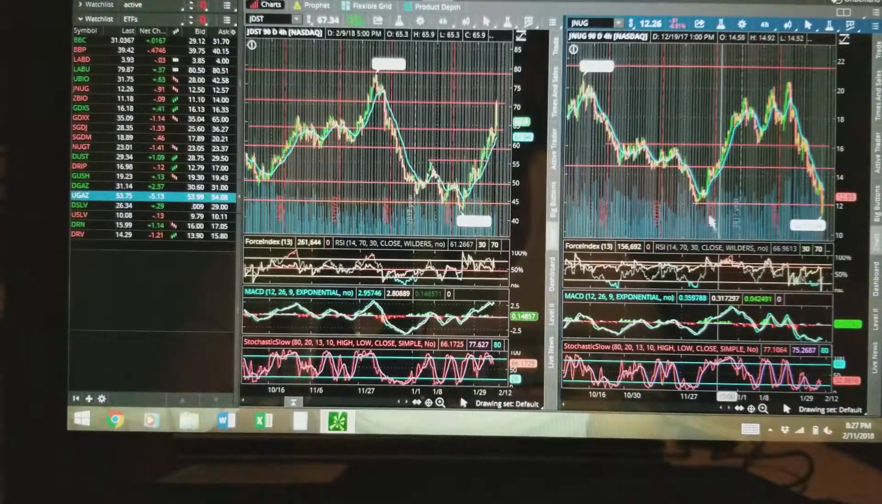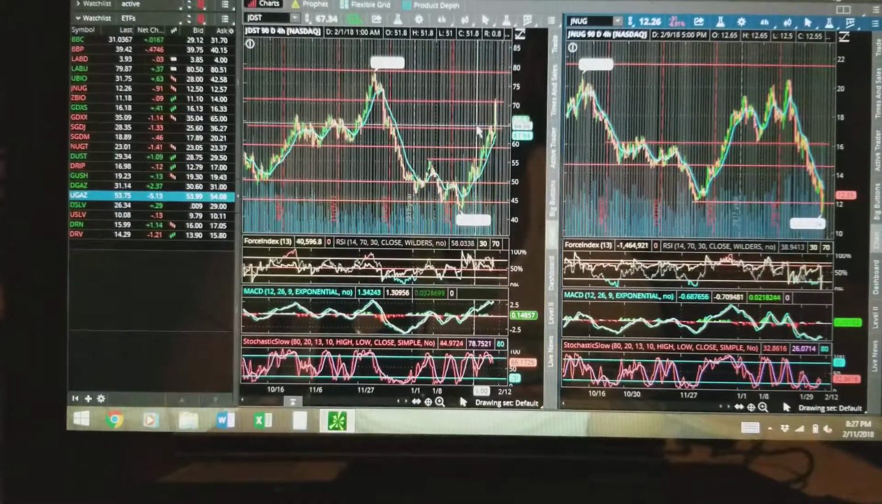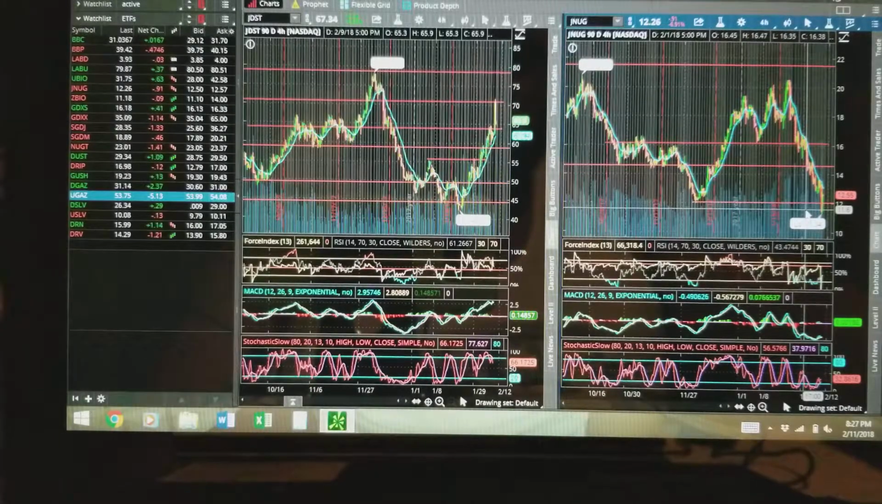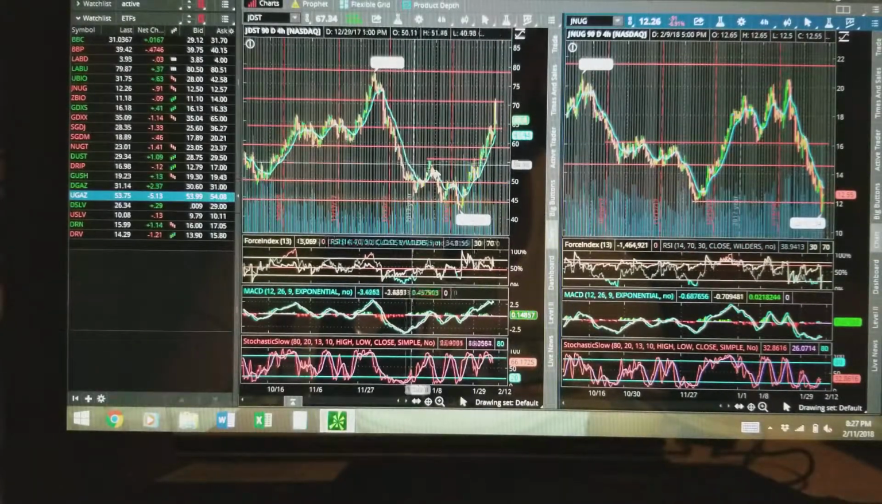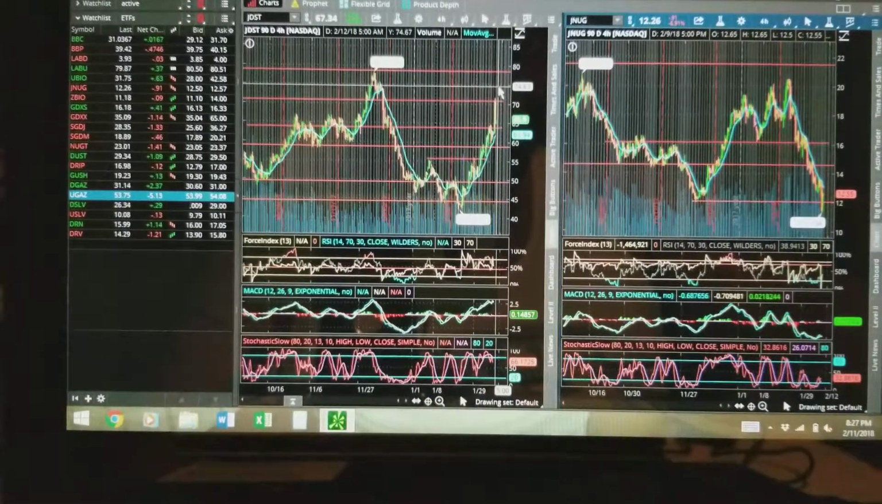So you have a peak here and you have a bottom here. You know, they're inverse of each other. They flip. So basically, if JDST is going up, JNUG is going down. So if JNUG is going up, JDST is going down. Sorry.